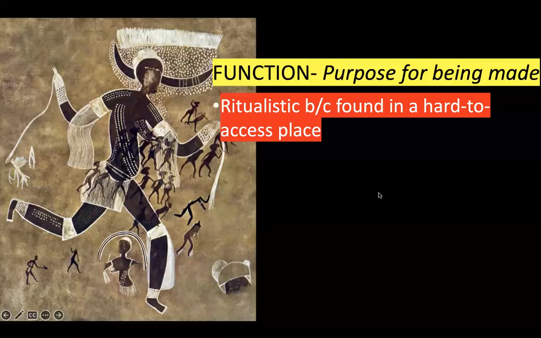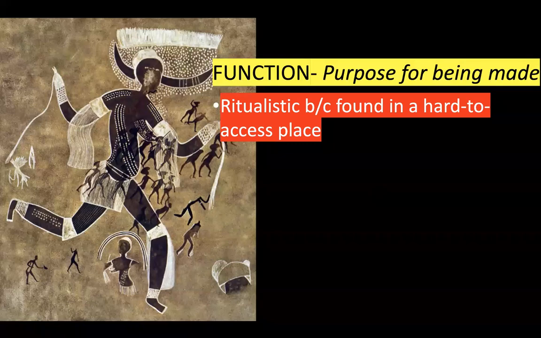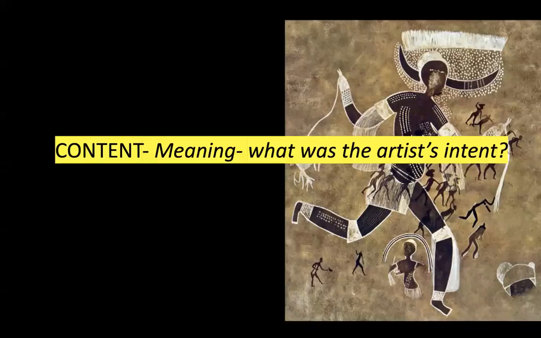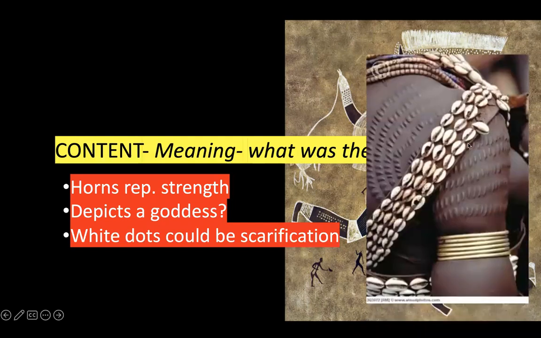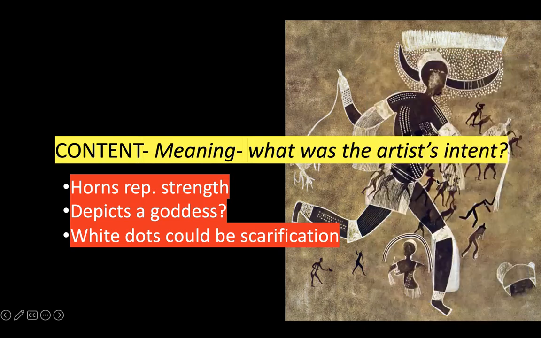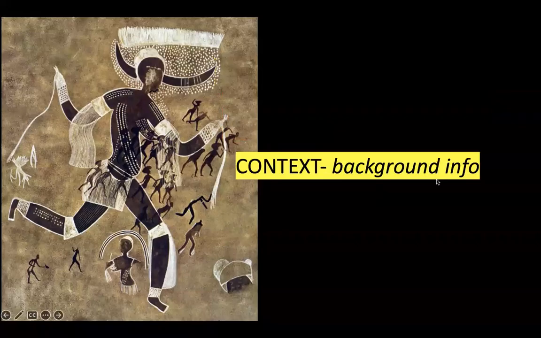Function. Why are we doing this? We believe this is ritualistic because this was found in a very hard to access place inside of a cave. Content, what are we meaning here? The horns typically represent strength. This could be depicting a goddess. The white dots could be scarification, because if you look at people from this area, this is how they decorate their body. So that could be what they are depicting.